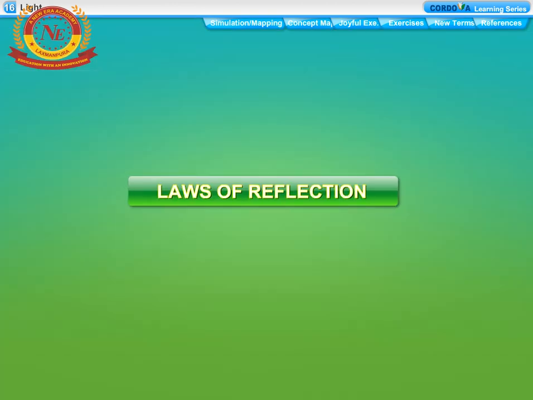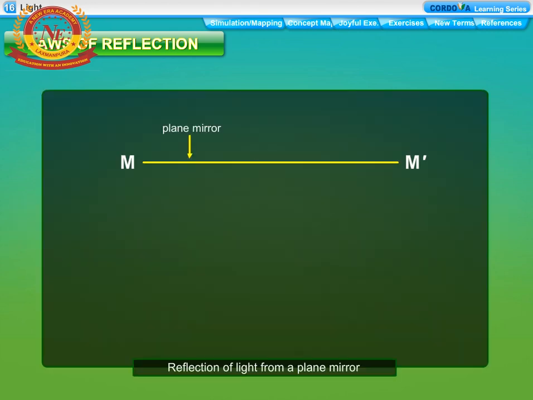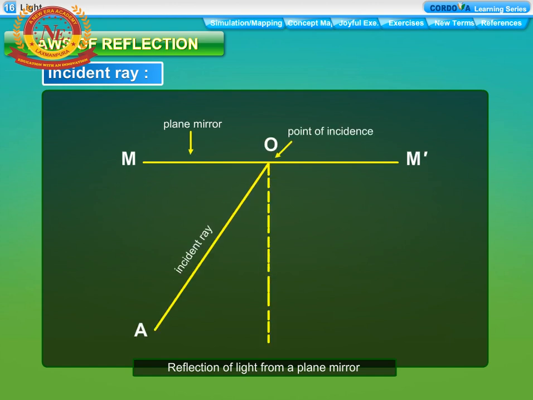Laws of reflection. Terms related to reflection. A ray of light when falls on a plane mirror gets reflected. Is the reflecting surface. Incident ray. The ray of light which falls on the mirror's reflecting surface is called the incident ray. The ray of light AO is the incident ray. The incident ray always goes towards the mirror.